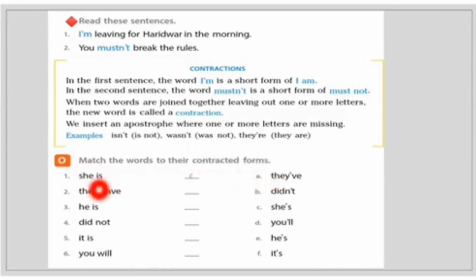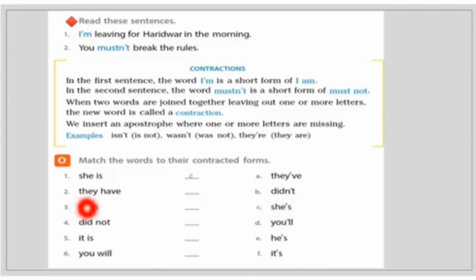So let us match the words to their contracted forms. It's a very easy exercise. You can do it yourself, children. Let us do it very fast. Okay. "She is" dash. What do we have to do? How do we make "she is" into a contraction? Yes, here it is. The answer is C. She's. Here which letter is omitted? I is omitted, and we used an apostrophe over here.